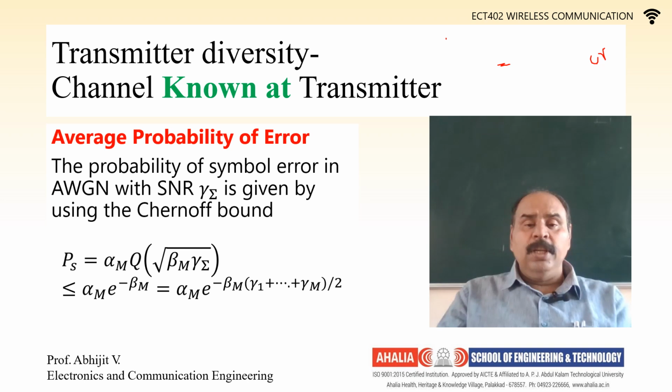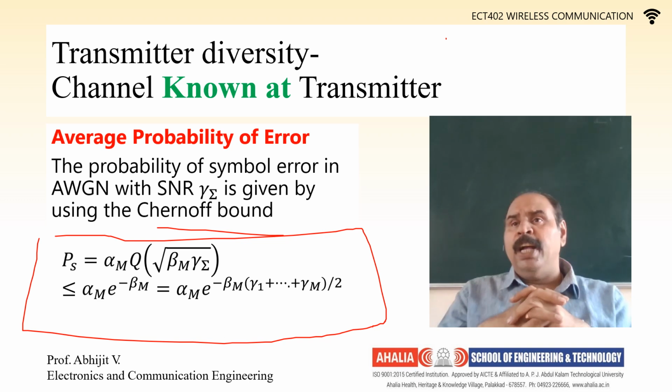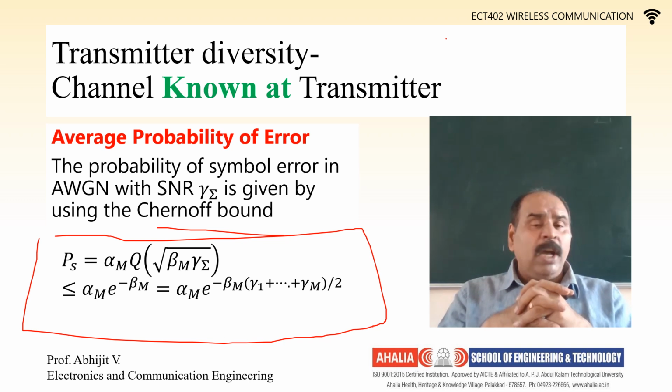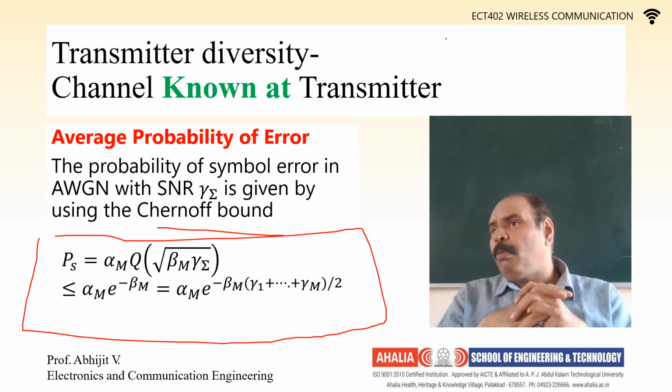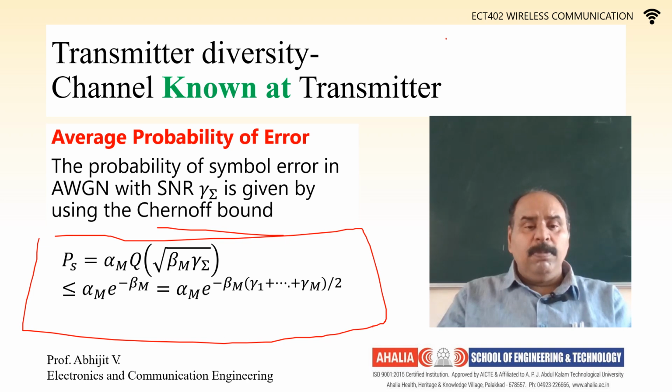Okay. Now substituting the values and using what is called the Chernoff bound, like what we have done in our maximal ratio combining, we'll get the value of PS to be alpha m Q of beta m gamma sigma. We know that alpha m and beta m are constants, and beta m is a constant that relates the distance to the average symbol energy. We have studied what alpha m and beta m are in our previous sessions. Okay, on substitution you will get the average probability of error.